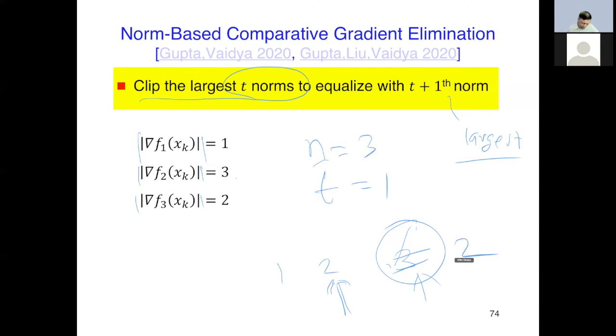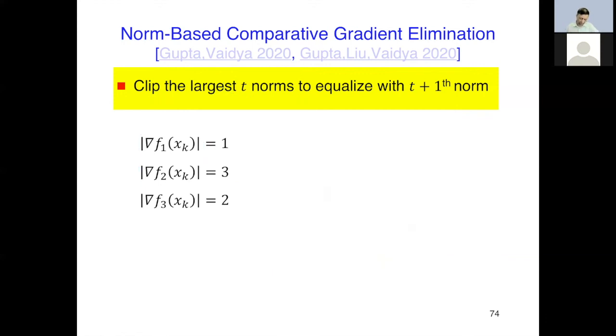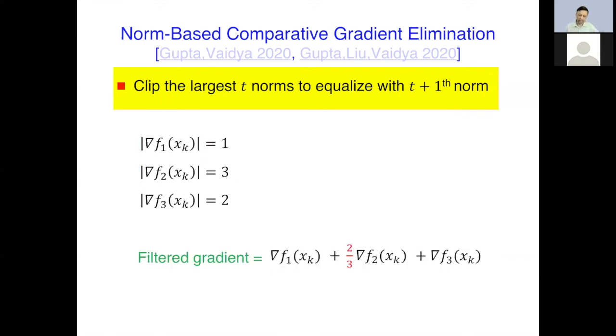How do you make it equal to 2? You take this gradient, which is the second gradient, and multiply it by 2/3. Keep the direction unchanged, just scale its length. If the length was 3, we multiply by 2/3, and the length becomes equal to 2, maintaining the direction. So that's the filter. It's very simple. And that's what you get.